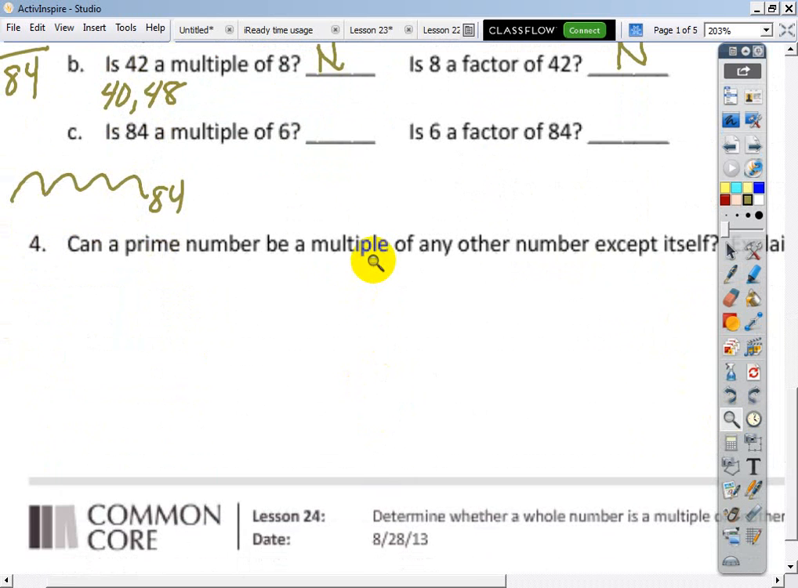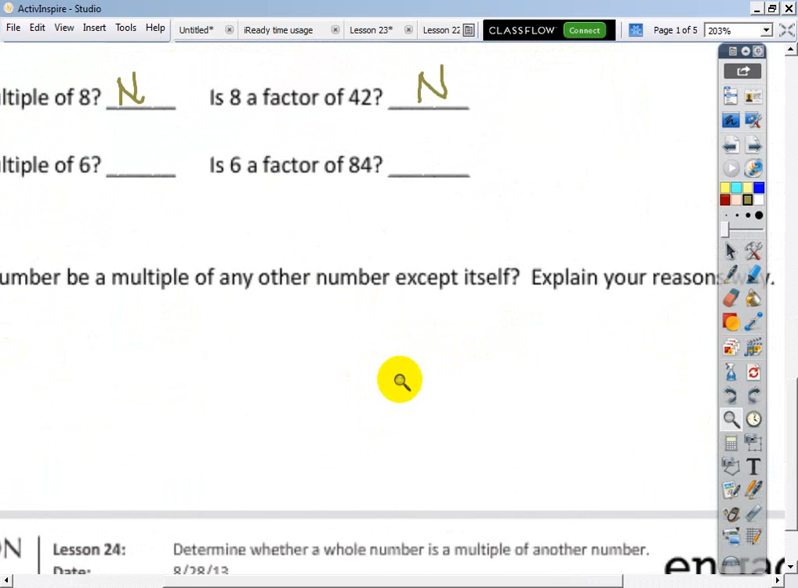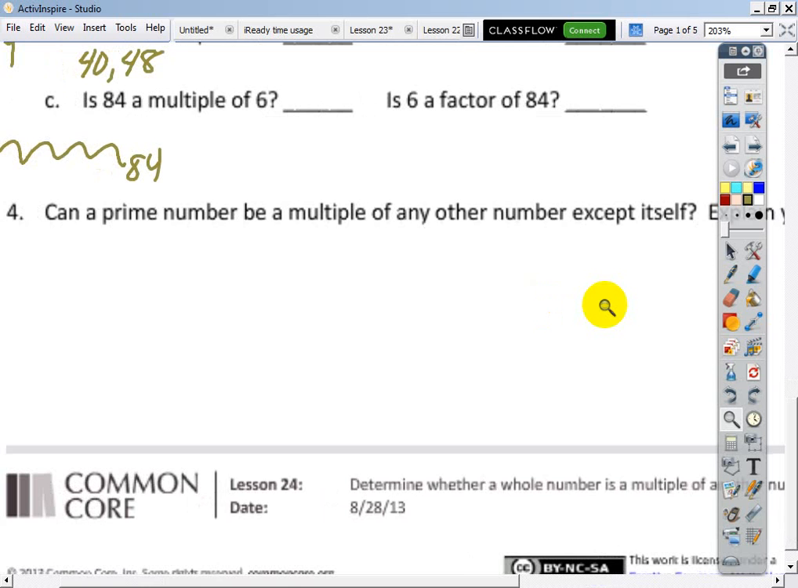Can a prime number be a multiple of any number except itself? Explain your reason. Well, can a prime number be a multiple of any other number except itself? If you count by any number, let's say one of my favorite ones, 13, is prime. Lucky number 13 is a prime number. I use it as an example. There's lots of prime numbers, but I know if I count by 13s, I get to 13.